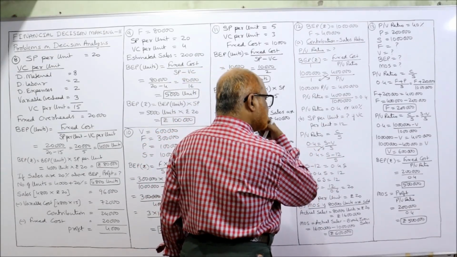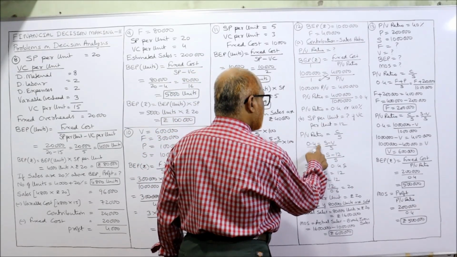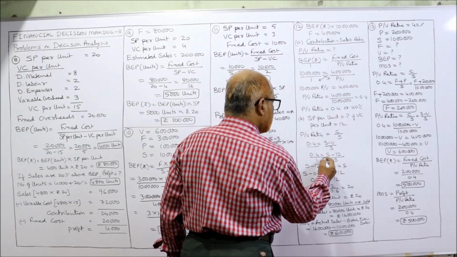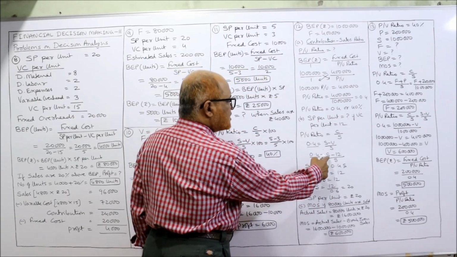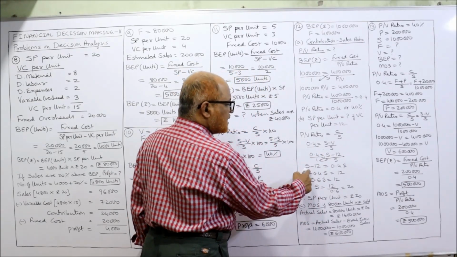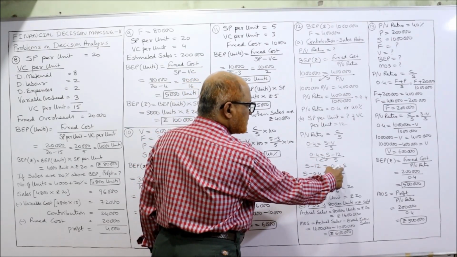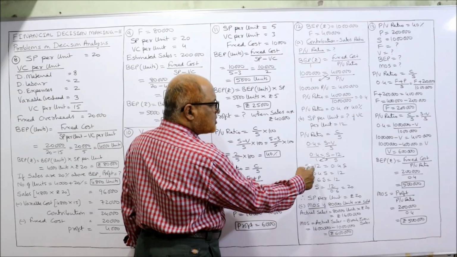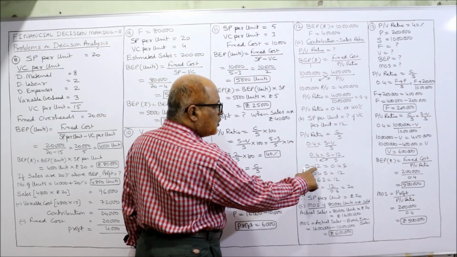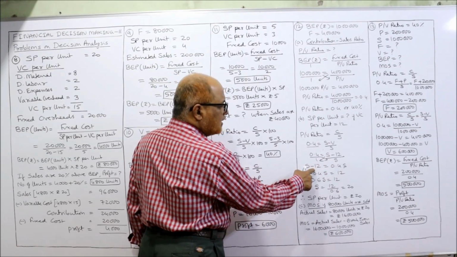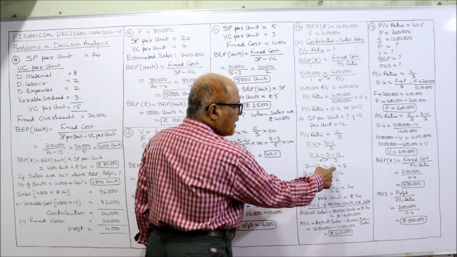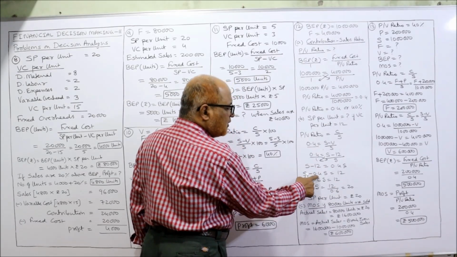0.4 into S, not this. Here I have to make the cross multiplication. So S minus 12 into 1 is S minus 12. 0.4 into S is 0.4 S. Now bring 0.4 S to LHS and take 12 to RHS. So this minus 12 will become plus 12 and 0.4 will become minus 0.4.